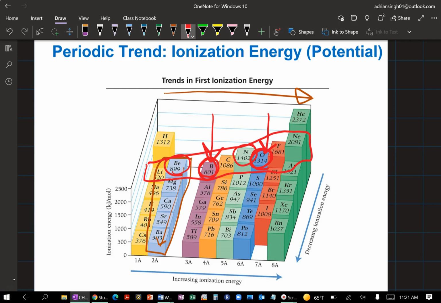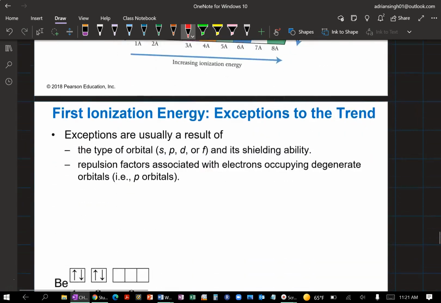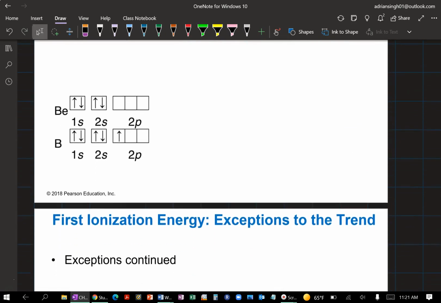Well, we can explain that due to the types of orbitals that are there, and also due to the type of shielding that's going on. So for example, if we compare beryllium and boron, and we look at their orbital diagrams, we can compare them, and it looks like this. Beryllium's on top, boron's on the bottom.